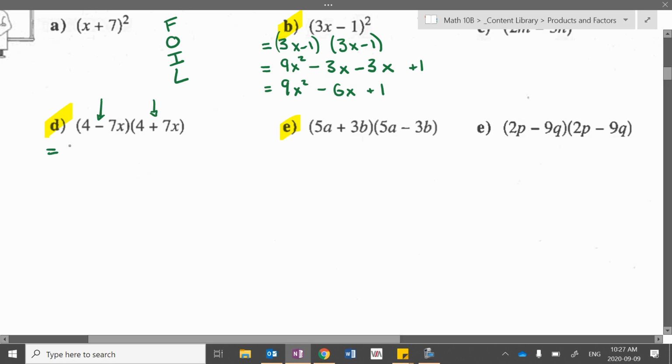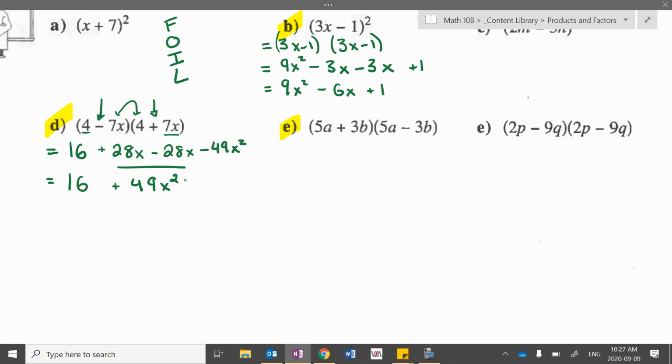4 times 4 gives us 16. That's our first term. Outer terms, 4 times 7x gives me a plus 28x. Our inner terms give us a minus 28x. Our last term gives us a negative 49x squared. These two cancel out, 28 positive x's and 28 negative x's. So I get 16 plus 49x squared. 16 is a perfect square, correct? Sorry, that's minus 49.